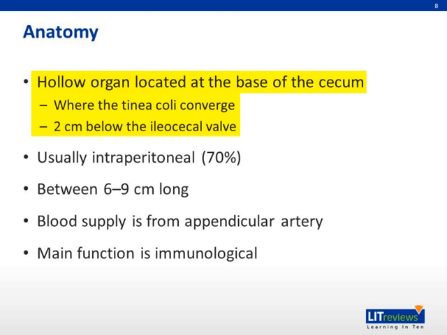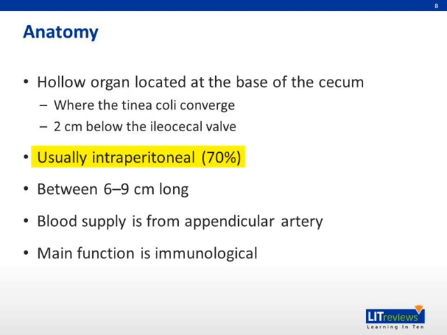The base of the appendix is located at the base of the cecum, where the taenia coli converge, approximately 2 cm below the ileocecal valve. There is more anatomic variation in the tip. The appendix usually has an intraperitoneal location, 70% of the time, either anterior or retrocecal. However, if it has a pelvic, retroileal, or retrocolic position, the patient may present with atypical symptoms.